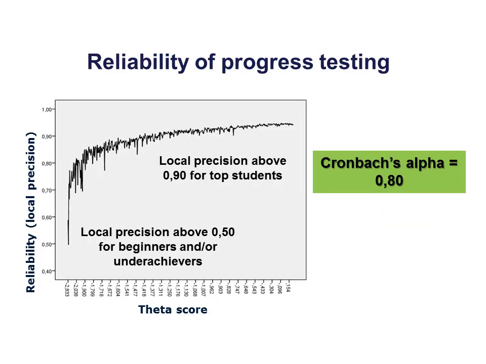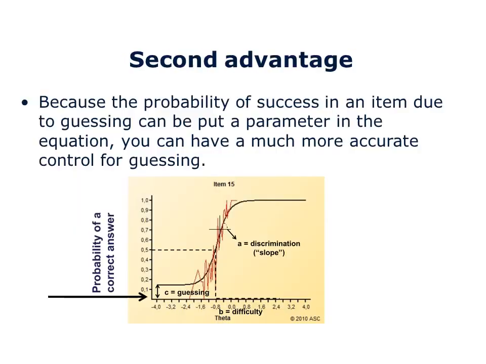So for example, in item response theory here, there is this calculation for a progress test. You can compare the Cronbach's alpha of 0.8, which is produced by classical test theory, and you can see that for top students, for the best students, the reliability, which we also call precision, is even above 0.9. But for the lowest achieving students, it was much lower. Still above 0.5, which is good, but anyway, much lower than for the top students.